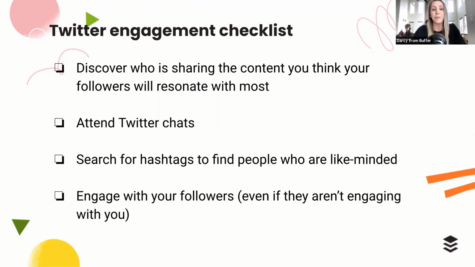Third, you can search for posts with hashtags that you think your target audience might use, and then you can engage with those individuals. It's kind of similar to the URL search. And lastly, engage with your followers. Seek them out, even if they aren't engaging with you. Once you start engaging with them, the idea is that they then will be re-engaged with your brand.